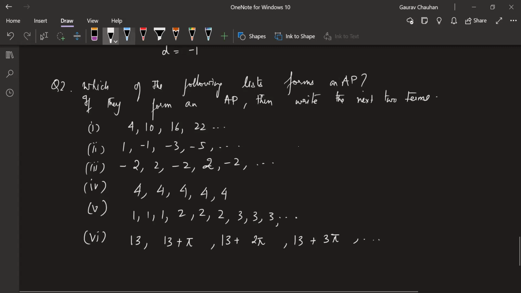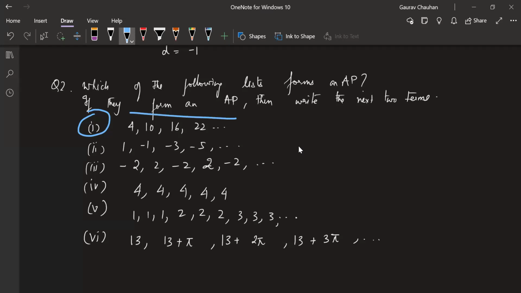I'm going to give one person a chance, just send me the first answer. Do they form an AP? How will we check if they form an AP or not? Can someone raise your hands and tell me? Actually, don't send me the answer, tell me. Okay, take a minute to copy this down. Actually, copy down all the questions.